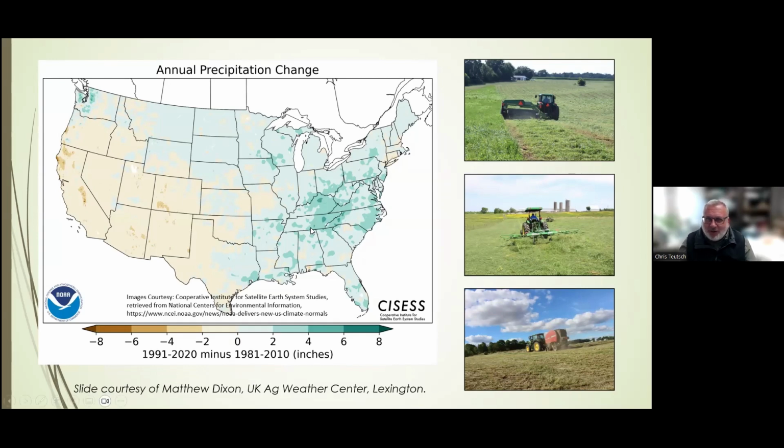If you look at eastern Kentucky, here you'll see that it has increased from 2 to 4 inches of rainfall on average when we compare 1981 to 2010 with 1991 to 2020. So we're seeing increasing trends of rainfall in the humid eastern United States.